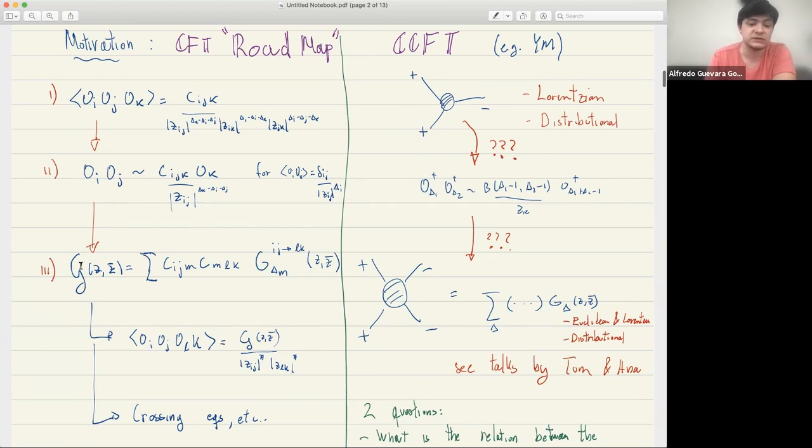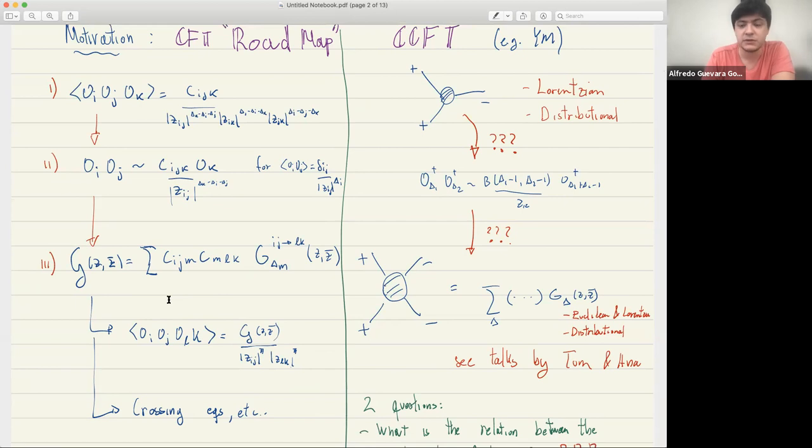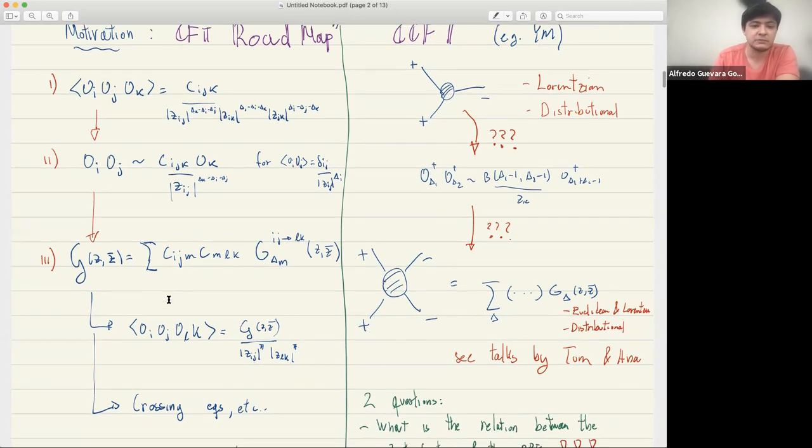All right, and this 4-point function G can be bootstrapped, as we know, using crossing symmetry equations or more advanced methods. So this is kind of the standard roadmap picture. And we would like to know what part of this picture actually goes through to our celestial construction, right?